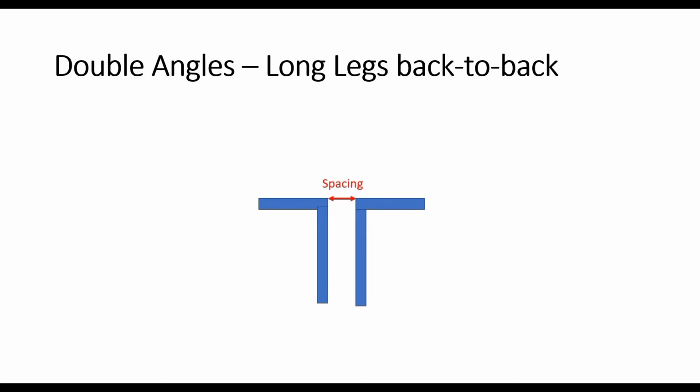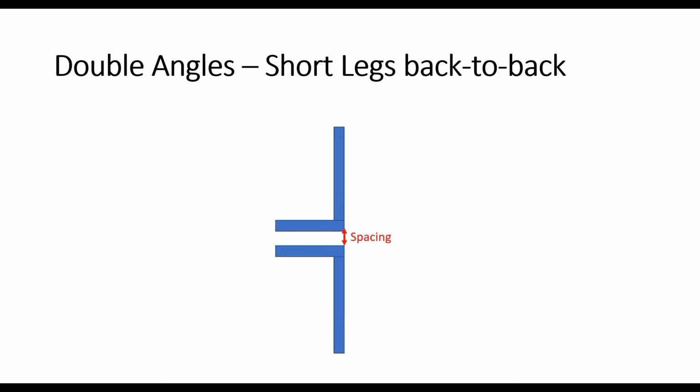You need to define the spacing between the angle sections. The other way is to define the short legs back to back. Again, the spacing needs to be defined between the sections. In case of equal angles though, where the legs of the angles are equal, you can have only one configuration. The cross-sectional area for double angles will be double that of the standard section. The moment of inertia would need to be worked out based on the two angle sections and the spacing between them.